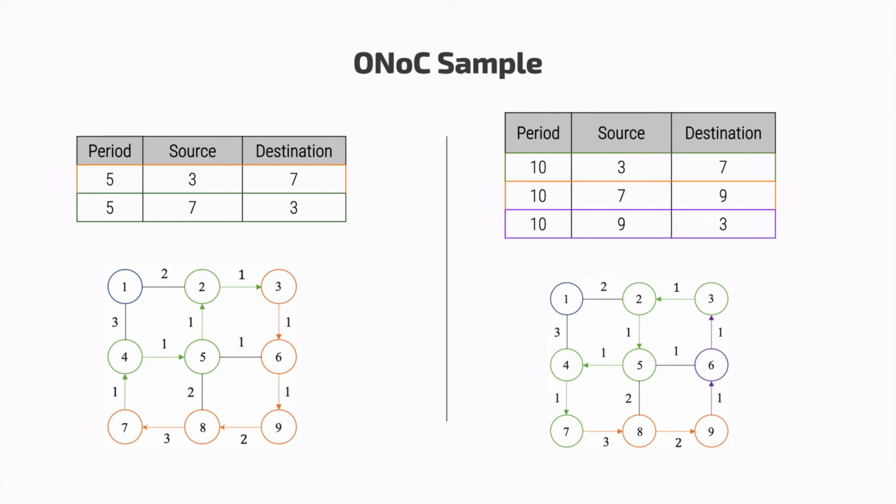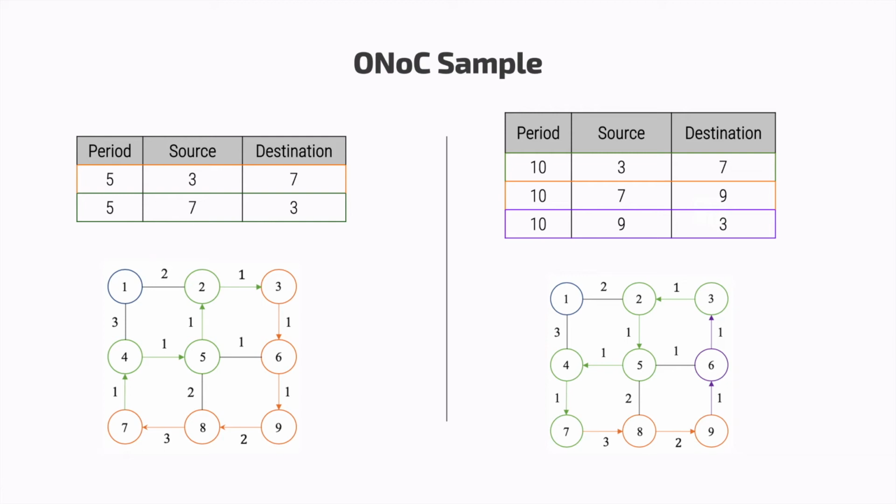The first request takes the path from node 3 to 6 to 9 to 8, then to 7. The second request takes the path from node 7 to 4 to 5 to 2, then node 3. For period 10, there are three separate requests from node 3 to node 7 to node 9, and node 9 to node 3. The paths taken can be seen on the slide.